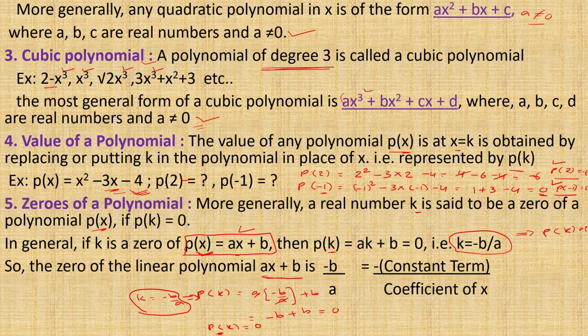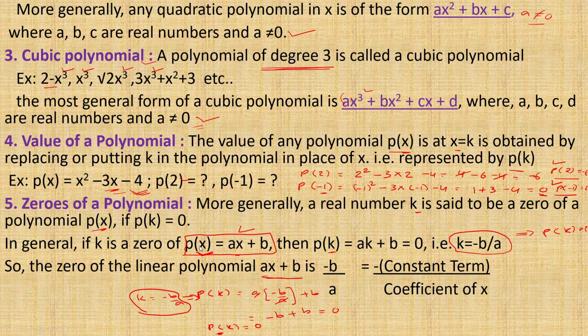Okay. Next, zeros of the polynomial. What is meant by the zero of the polynomial? If you substitute any value k such that the expression becomes 0, then it is called a zero of the polynomial. So the value of the polynomial for a real number k is 0. That means if we substitute the value k for the variable x and we get 0, then it is called the zero of the polynomial.